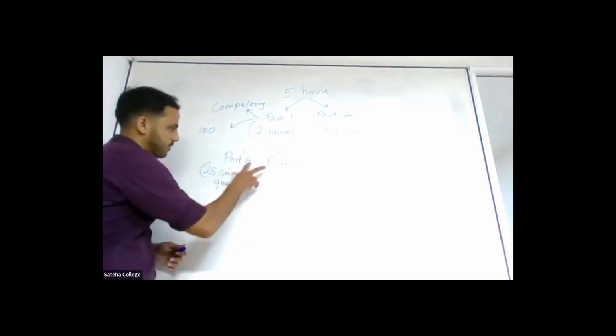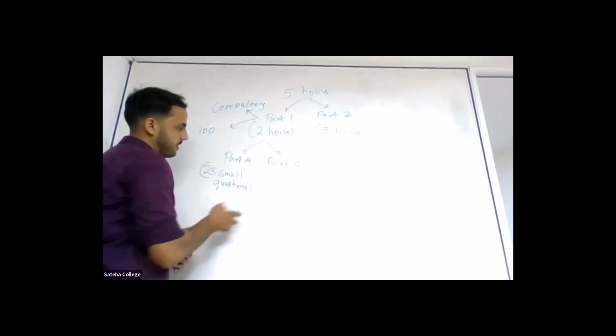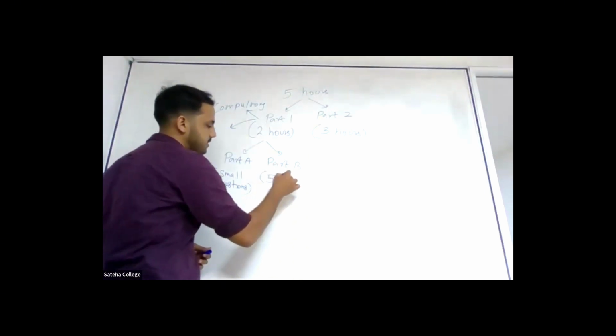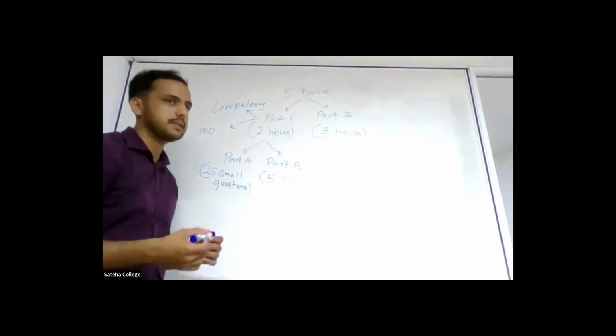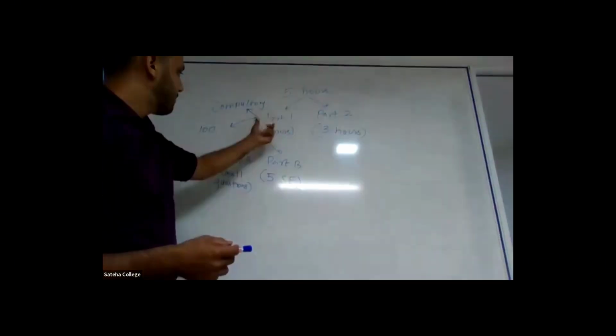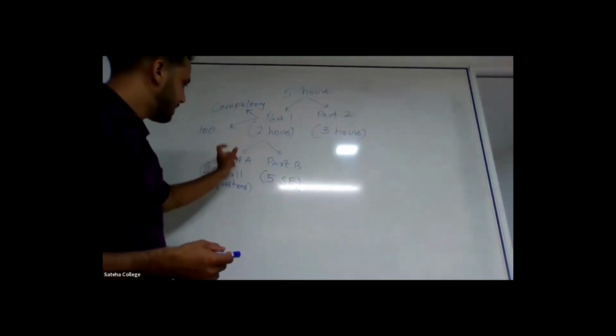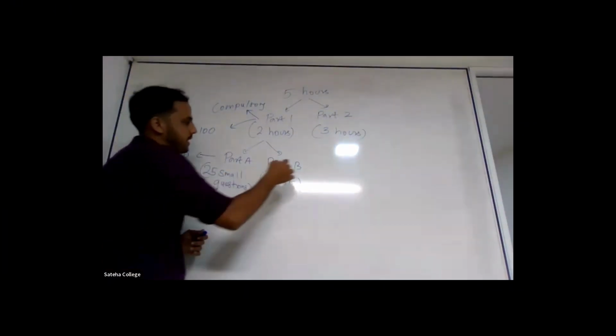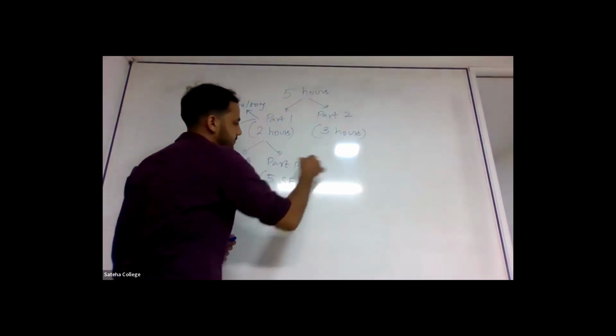Okay. So yes, part A, part B. Part A is 25 small questions. Part B is 5 structured essays. I'll tell you what structured essays are. So this is your part 1 paper: 2-hour paper, compulsory, 100 marks. Part A, 50 marks. Part B, another 50 marks.